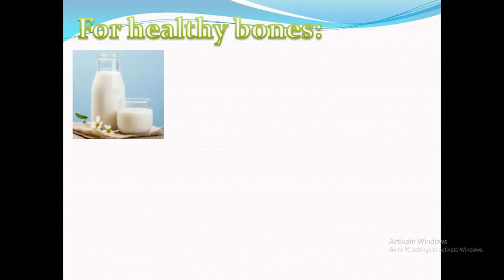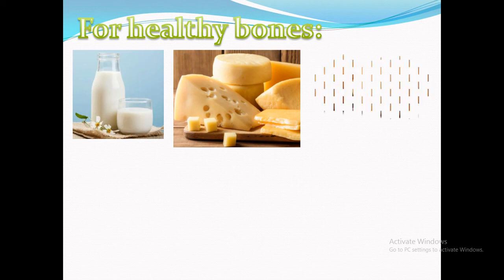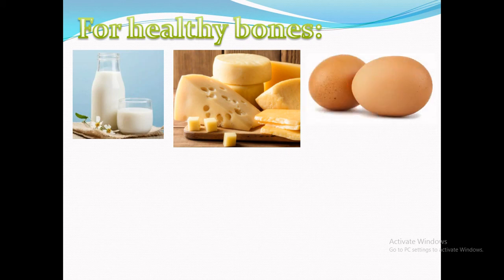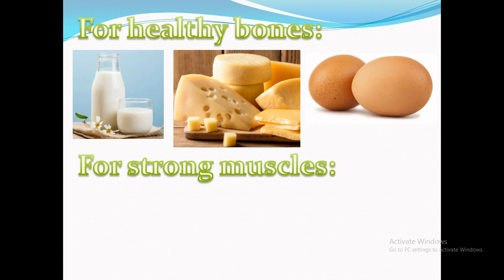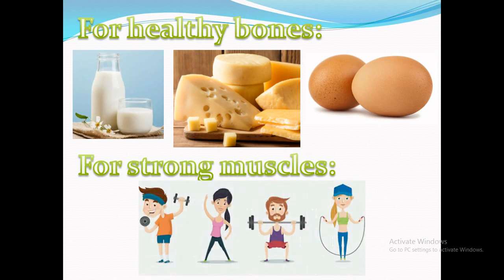Now, we all have to have healthy bones. For healthy bones, there are certain foods that you can add to your diet. What are those foods? Milk, cheese, and eggs. So, are you taking these things regularly? If you take these things regularly, you will have very healthy bones. And for strong muscles, what do we have to do? We have to exercise regularly. We have to be fit. You have to be very active in order to have strong muscles.